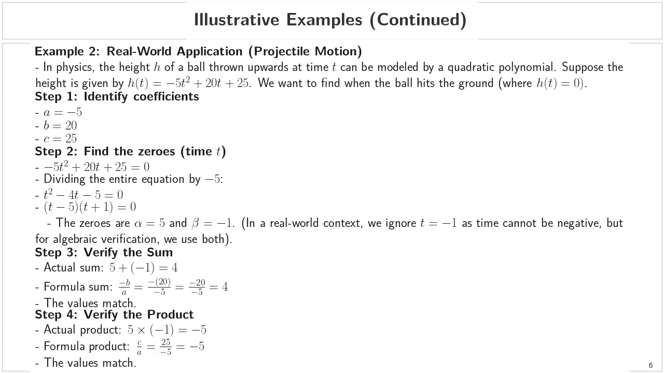Step 4, verify the product. First, the actual product of our zeros is 5 times -1, which gives us -5. Now, let's use the formula, which is c over a, that is 25 divided by -5, which also results in -5. Once again, the values match. This confirms that our calculated zeros are correct. In the next slide, I will point out some common pitfalls to watch out for when performing these calculations yourself.